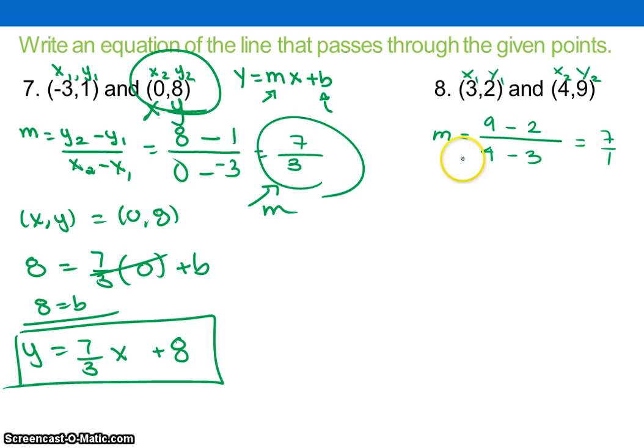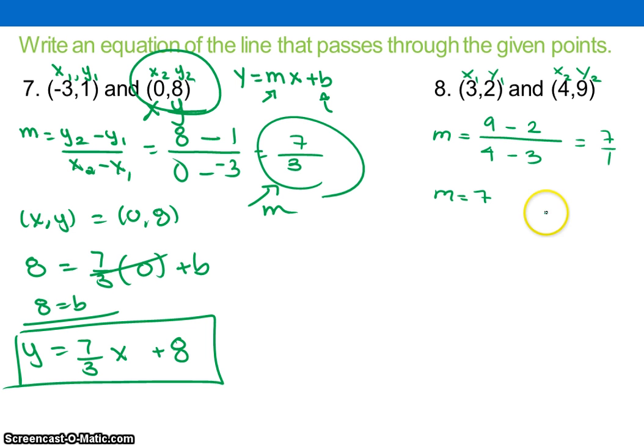Keep going. I don't want to see 7 over 1. You don't want to see 7 over 1? Oh, that's right. Slope is equal to 7. Yes. Very good. Thank you for that affirmation. So I don't have a 0 in my points, but I don't have any negatives. I guess it doesn't matter which point I pick. I'm going to go with this one because the numbers are smaller.